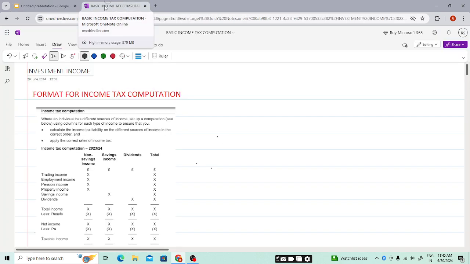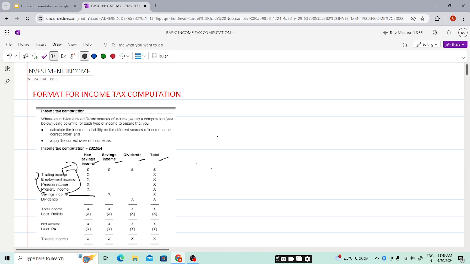Before that, we'll be discussing the basic format which we had discussed in the previous session. In the income tax format, an individual has three types of income: non-saving income, saving income and dividend income. This gives rise to total income. Trading income, employment income, pension income and property income are non-saving income.